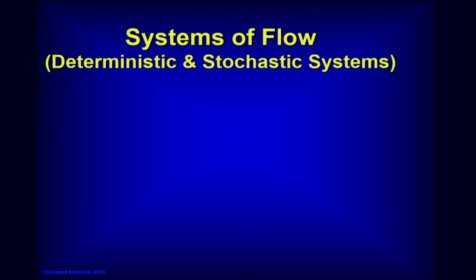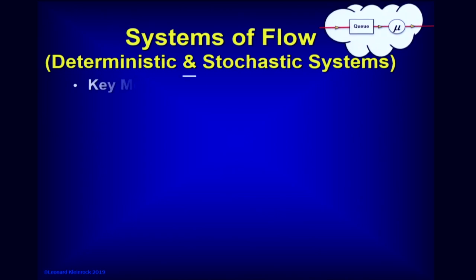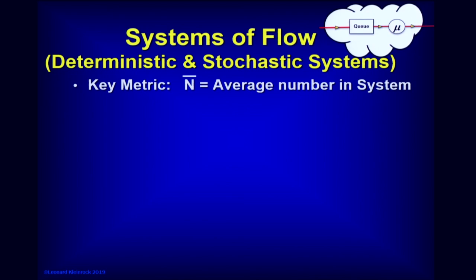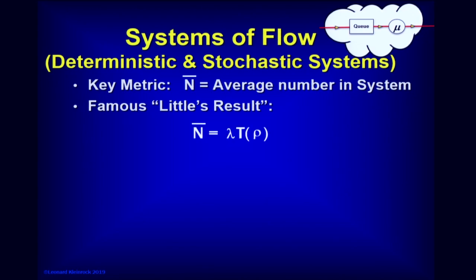And let's look at some systems of flow, either deterministic or random. Again, there's the picture. There's a key metric in these networks called the average number in system. And I'm sure you've all studied it. If you haven't, you're going to learn it right now. The famous Little's result. Little's result talks about the average number in the system. And it's easily represented as the input rate times the average time in system.